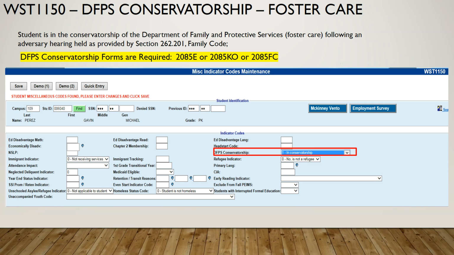If the student is a foster care child, you'll code the student on WST 1150. The student is in the conservatorship of the Department of Family and Protective Services, following an advisory hearing held as provided by Section 262.201 of the Family Code. When a parent says the child is in foster care, in order to qualify for DFPC, they have to have either Forms 2085E or 2085KO or 2085FC, and the student would be coded as one in conservatorship.